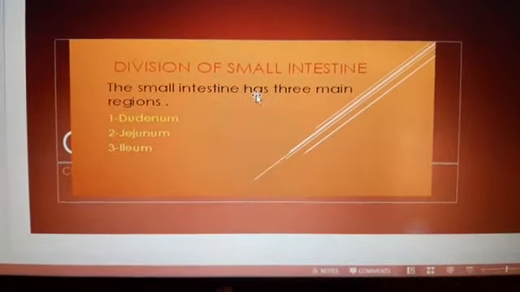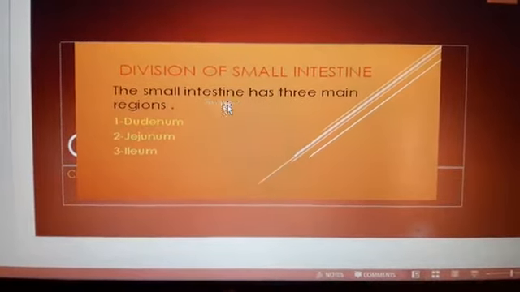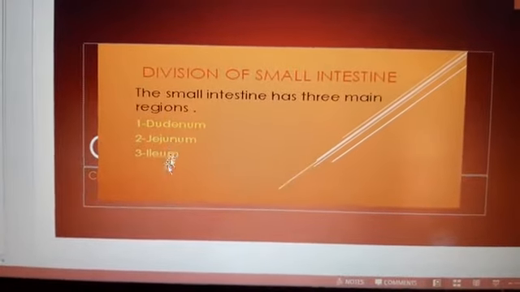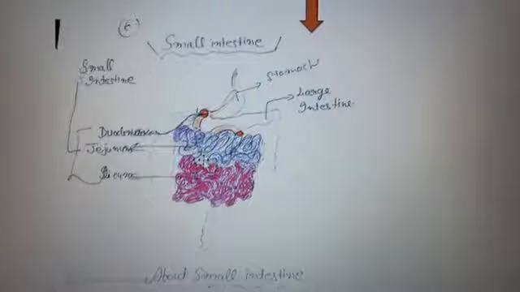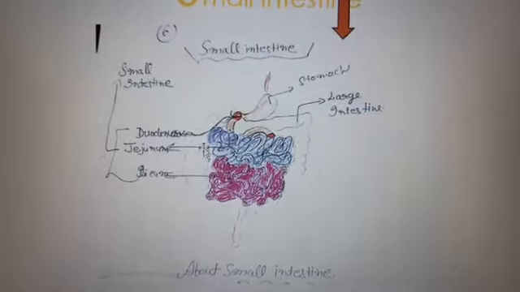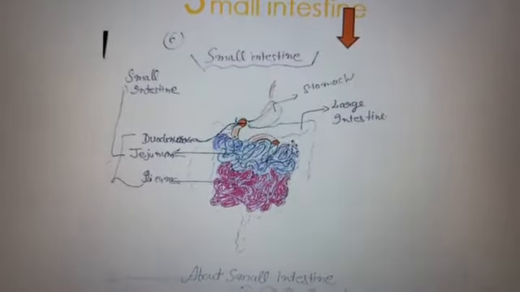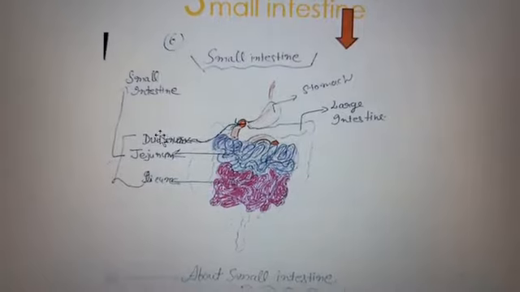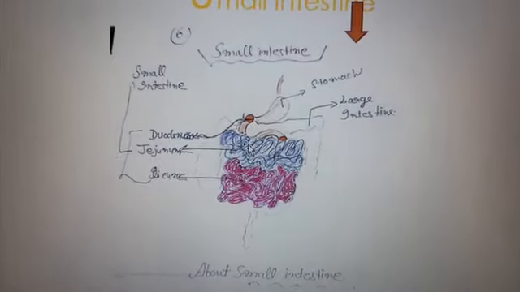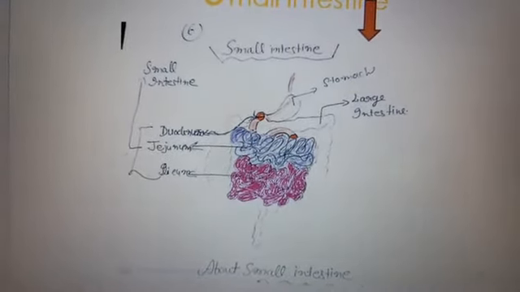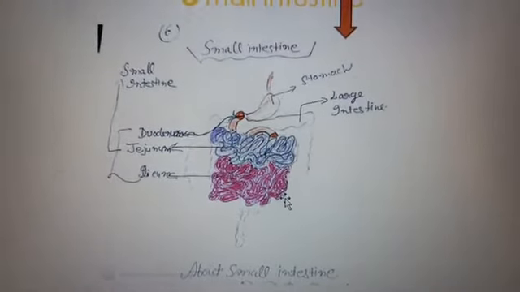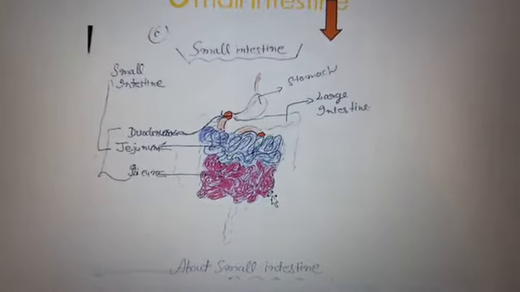Next, division of the small intestine. The small intestine has three main regions, divided into three parts: duodenum, jejunum and ileum. Here we can see this diagram, and you can easily draw it in your notebook. This part is the duodenum, the blue part is the jejunum, and the third part is the ileum.